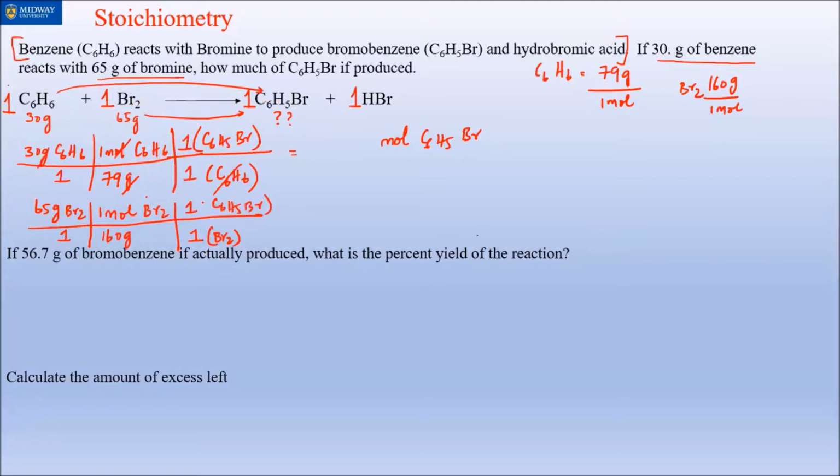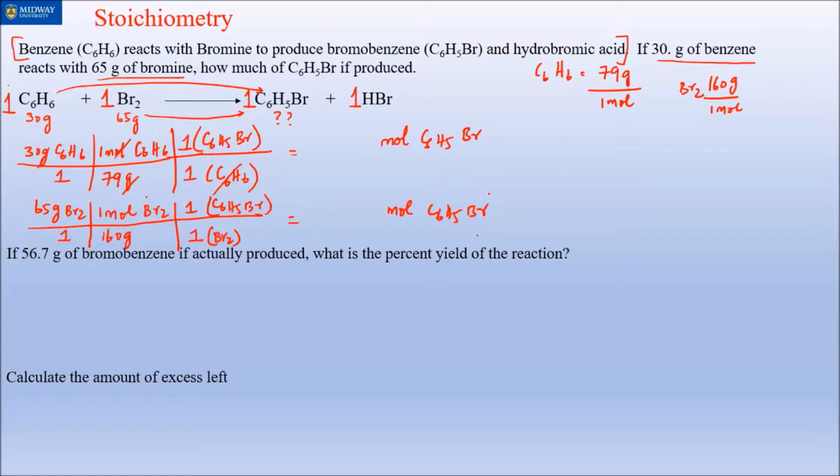Why are we doing the same? Because the question is asking how much of this is produced. So we are comparing this with this, this with this, and since it's 1 to 1, it's not a problem. We are going to stop at this point and actually calculate these numbers, because that's what would determine how the problem is going to go further.